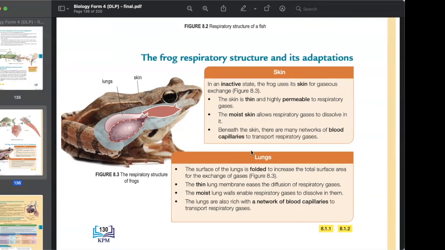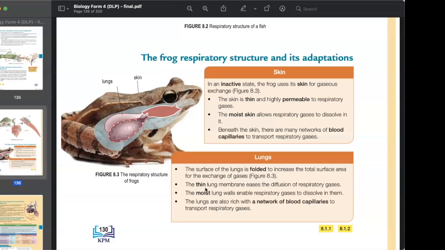Okay, and then they also have lung. When they use lung, basically it is during active state. Contoh ni dia nak melompat ke dan sebagainya lah. So the structure of lung is folded. This is lung. Awak tengok folded tu maksudnya berlipat-lipat. Sebab apa dia berlipat-lipat? To increase the total surface area for gases exchange. So bila kita lipat-lipat ni maksudnya ada banyak ruang yang kita boleh gunakan untuk gases exchange.